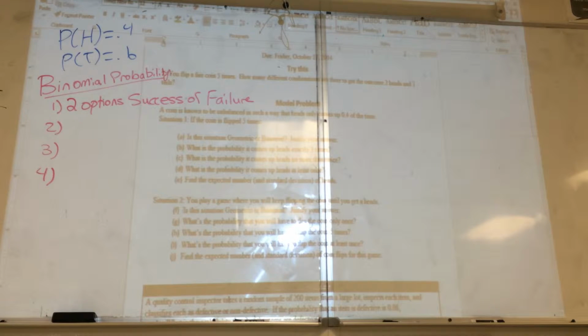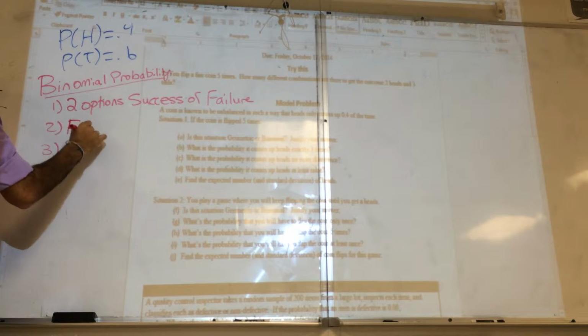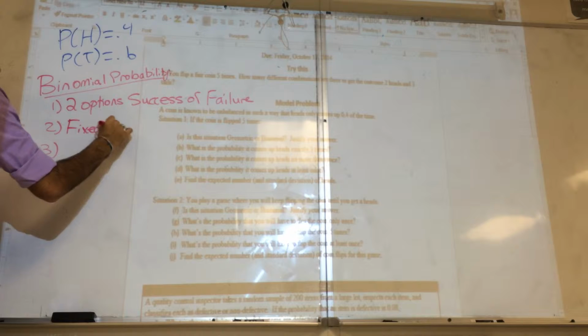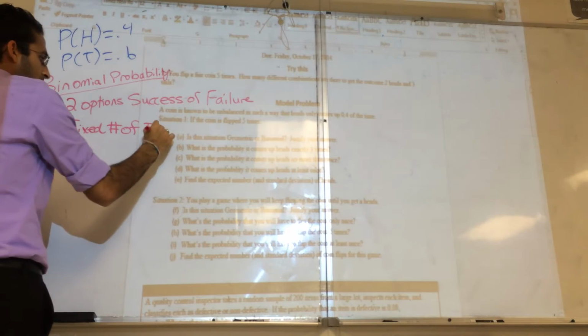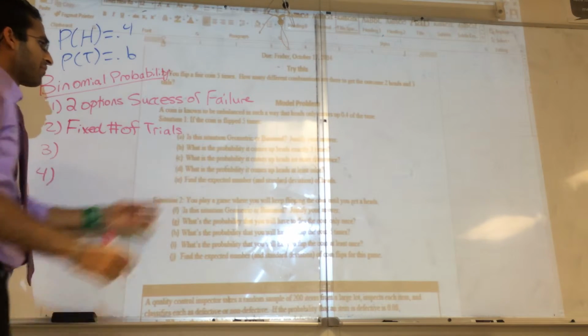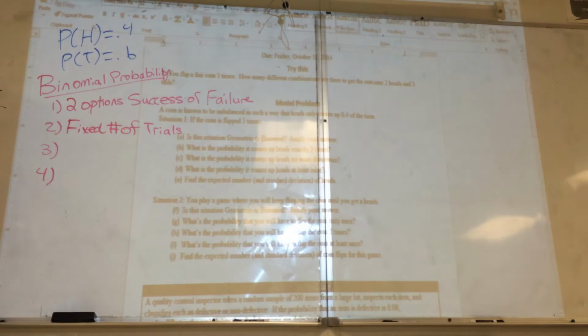First thing. Second thing is you need to have a fixed number of trials. I'm going to flip the coin 5 times. I'm going to roll the dice 100 times. I have 100 people whom I'm going to examine.